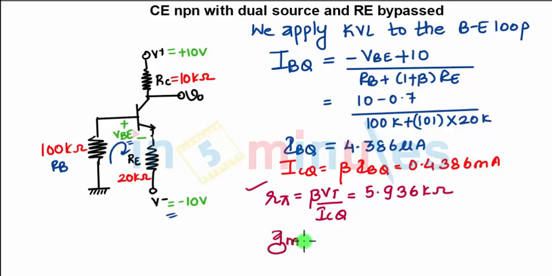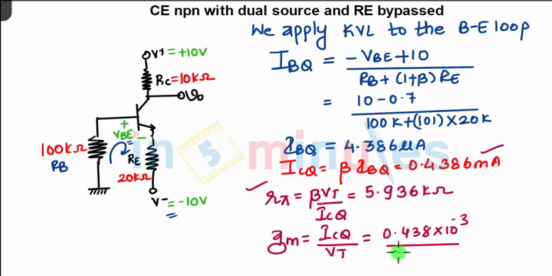Once you have got ICQ, you can find R pi and GM. What is the equation for GM? GM is transconductance, current upon voltage. That will be ICQ, you know, 0.4386. VT is 26 millivolts. So 0.4386 into 10 raised to minus 3 divided by 26 into 10 raised to minus 3. So this will give you GM as 0.0168 amperes per volt.